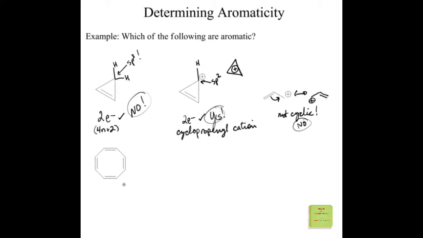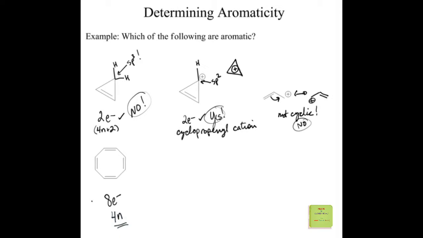Okay, let's try this one. This is cyclooctatetraene, which has 8 carbons and 4 double bonds. Cyclooctatetraene is cyclic, and it could be planar, just like a stop sign, you can put that in a plane. It has a p orbital in every atom, certainly. How many electrons are there? 2, 4, 6, 8. We have 8 electrons. Is that 4n plus 2? Is that one of our magic numbers? It is not. It is 4n.